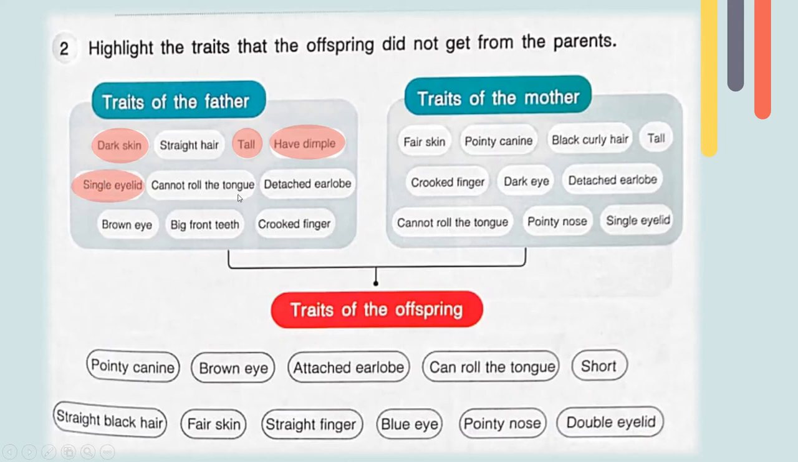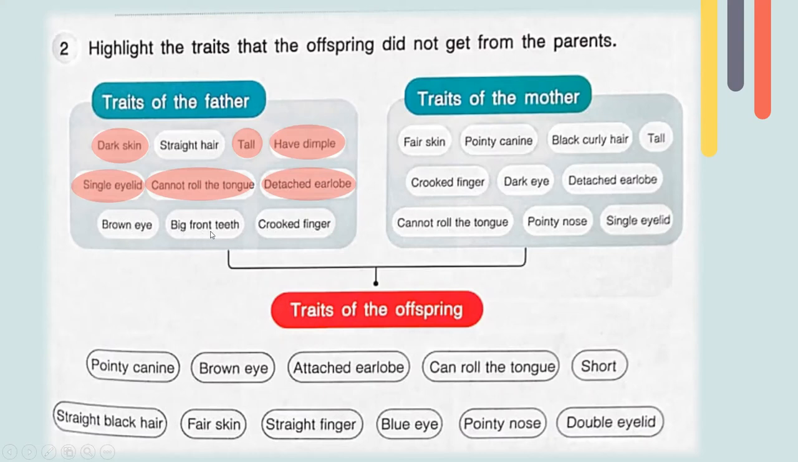Cannot roll the tongue. It says here, can roll the tongue. So highlight it as well. Next, detached earlobe. It's attached earlobe. So highlight it as well. Next, brown eye. As you can see, there is a brown eye here, so we should not highlight this one.